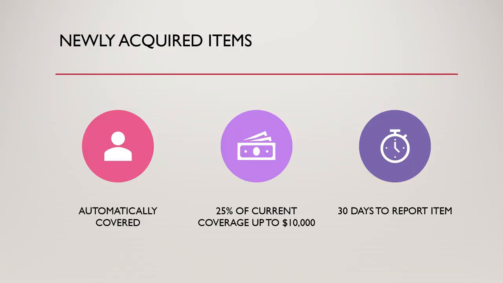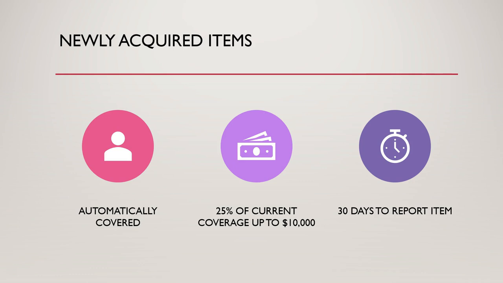So if an insured has a current personal articles floater and purchases a new item, this new item is going to be automatically covered under their personal articles floater endorsement. The general coverage amount, depending on what the value of the item is, would be up to $10,000 or 25% of the amount of insurance already scheduled, whichever is less.